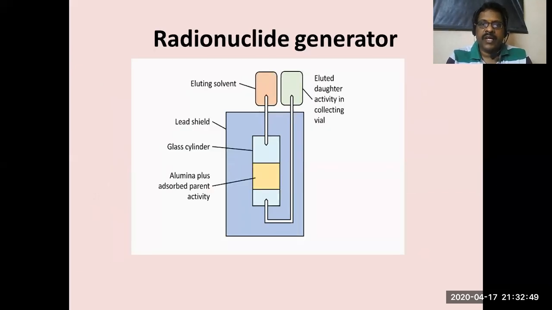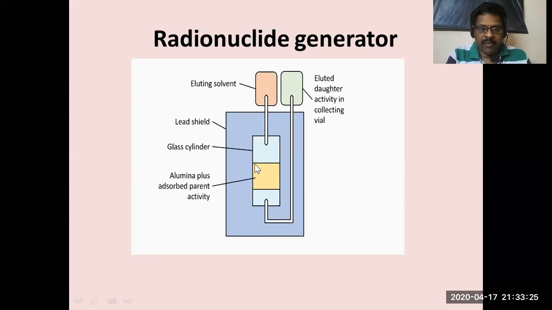This is the schematic diagram that explains how radio generators are functioning. Here, this is the eluting solvent. This is the inlet, through which the normal saline solution will be administered inside. And this is the lead chamber, in which at the center there is a glass surface on which the alumina is kept. Alumina is just an absorbing agent that absorbs molybdenum.